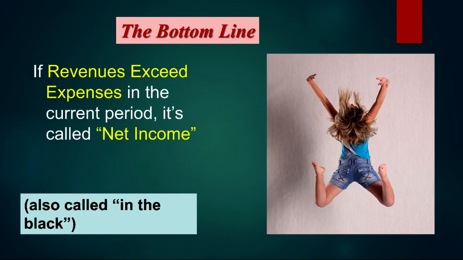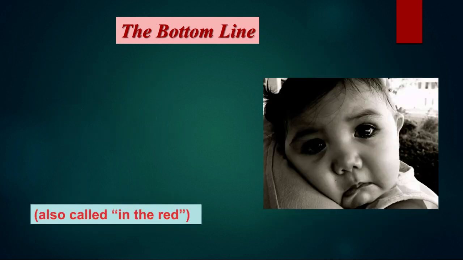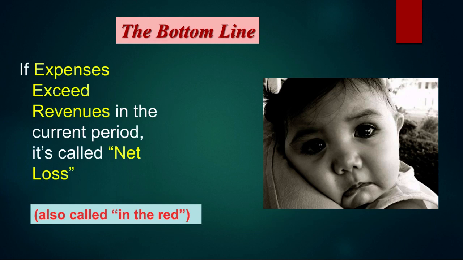What is the bottom line? If revenues are greater than expenses in the current period, we call it net income. We also say the company is operating in the black, and that is good. What happens when expenses are higher than revenues in the current period? Then it's called net loss, also called in the red. In the old days of accounting, a loss on an income statement was recorded with red ink to highlight it.